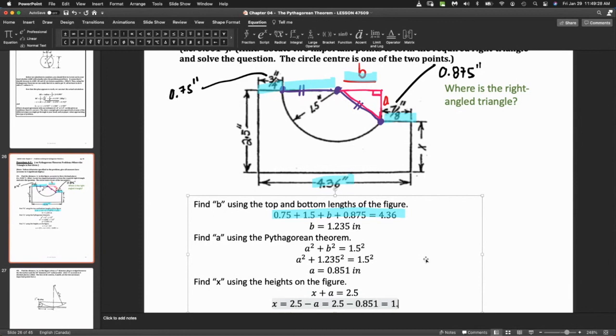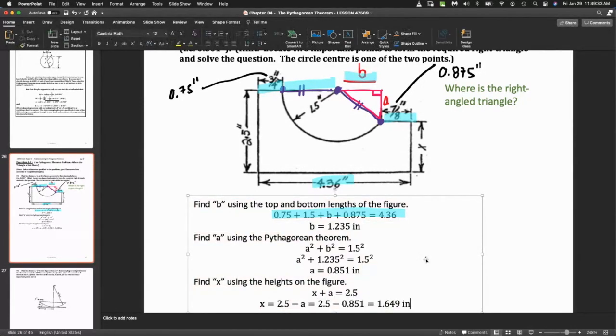And then you get that height. I got 1.649. If someone can confirm, then I can dismiss you on time with 20 seconds to spare.